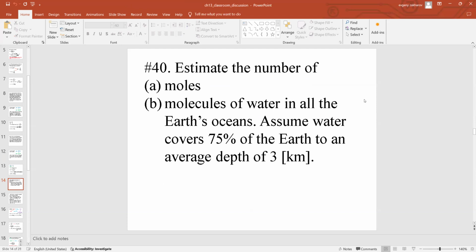Okay, another fun story. Estimate the number of moles and molecules of water in all the Earth's oceans. Consider 75% of the Earth to be covered with water to an average depth of 3 kilometers. Well, that's actually real world numbers. On average, that's what you get. So let's count all of those molecules.